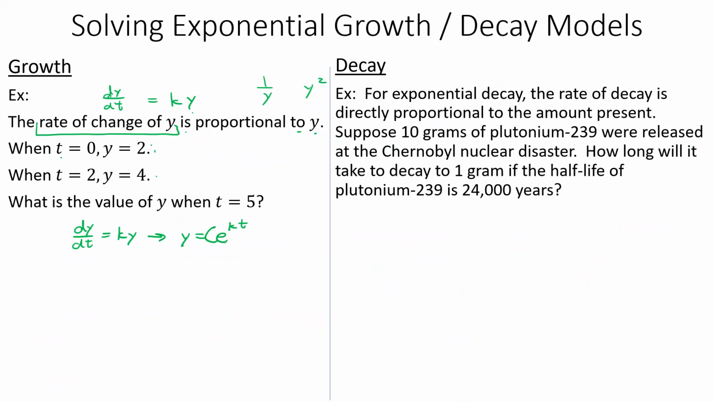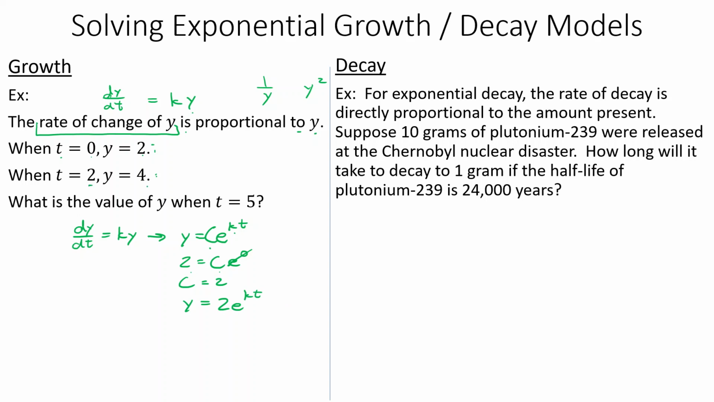All right, now we can use the points to find c and k. If we plug in 0, we should get 2. So we get 2 equals c e to the 0 times t is 0, so c equals 2. C is always the initial amount when we have this exponential growth. So now we've got y equals 2e to the kt.